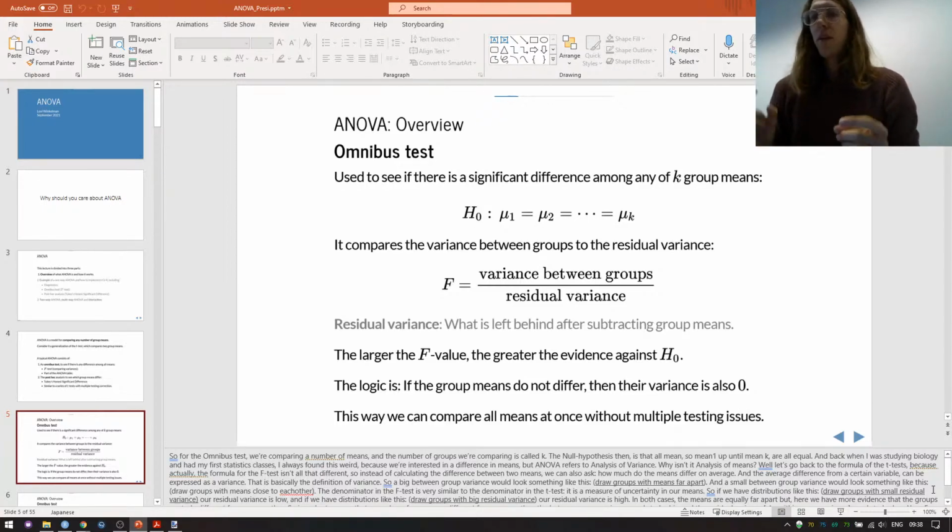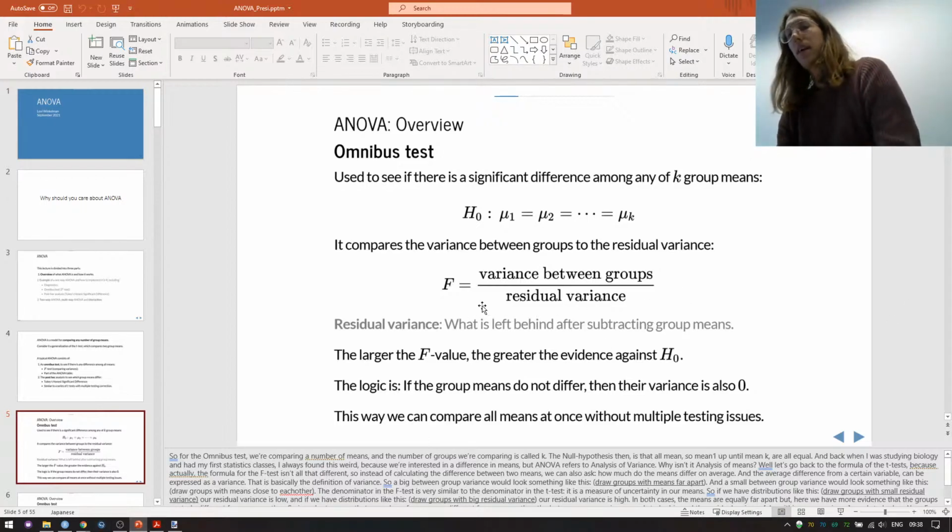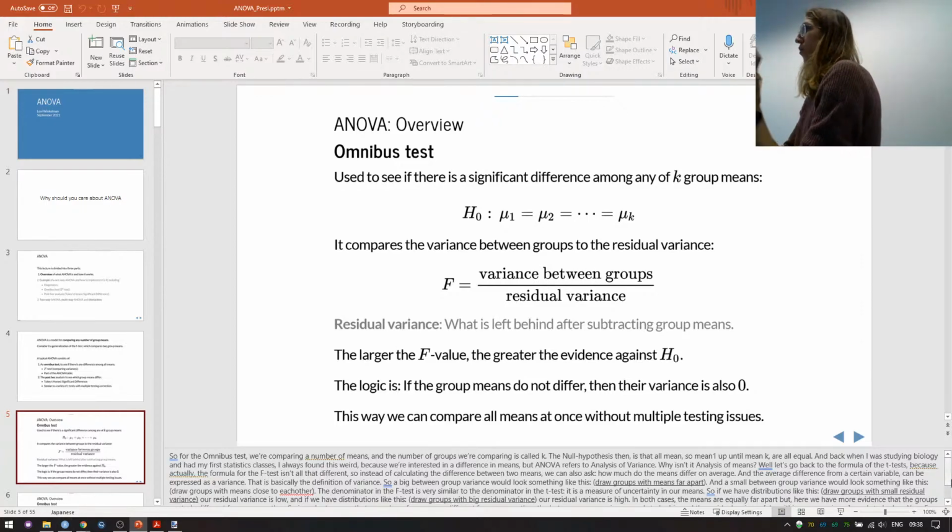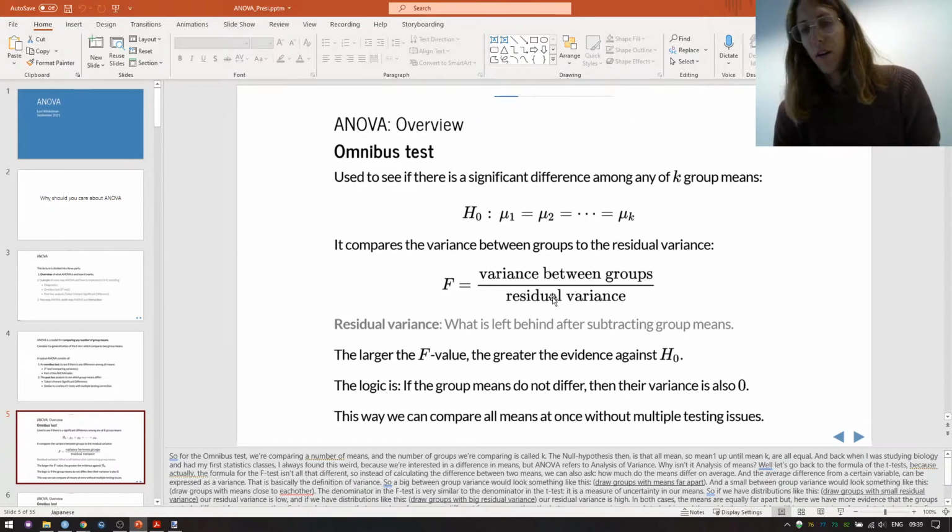So if we remember, the formula for the t-test was the difference in means divided by the standard error. Now, for the F test, so that is the test statistic for the Omnibus test, we do something kind of similar. Instead of looking at the difference between two means, we look at the average distance or the average difference between all the means. And the average deviation, that is pretty much the definition of variance. So that is why we call it analysis of variance. And what we have in the denominator of the F test, that is the residual variance, that is actually quite similar to the standard error we had in the T statistic as well.